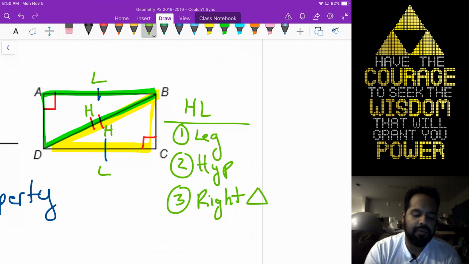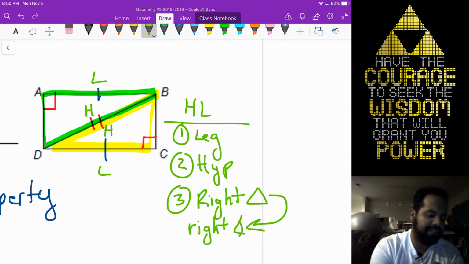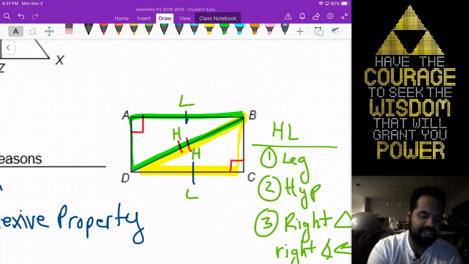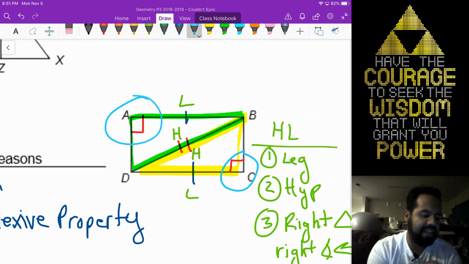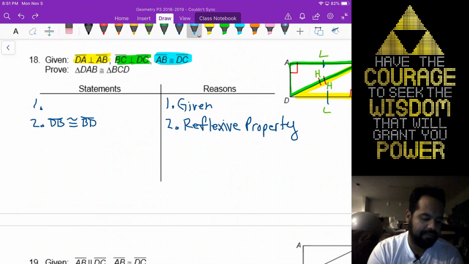But remember that in order to establish a right triangle, you first need a right angle. So that's what we're going to do. We're going to say for step 3 that angle A, which is this corner here, and angle C are both right angles. So step 3, angle A and angle C are right angles.